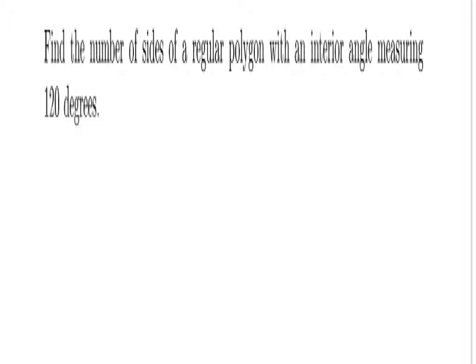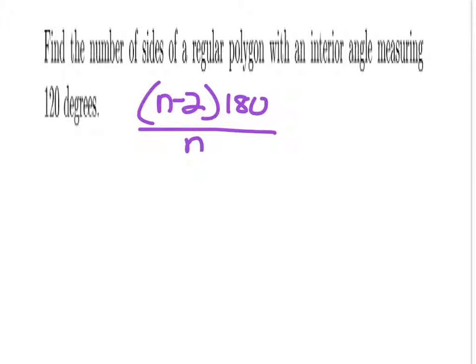Okay, for this one we're finding the number of sides of a regular polygon with an interior angle measuring 120 degrees. The way we do this, we've got two ways. We could take our formula for what each interior angle is of a regular polygon, set that equal to the number of degrees that each angle equals, and then solve for n.